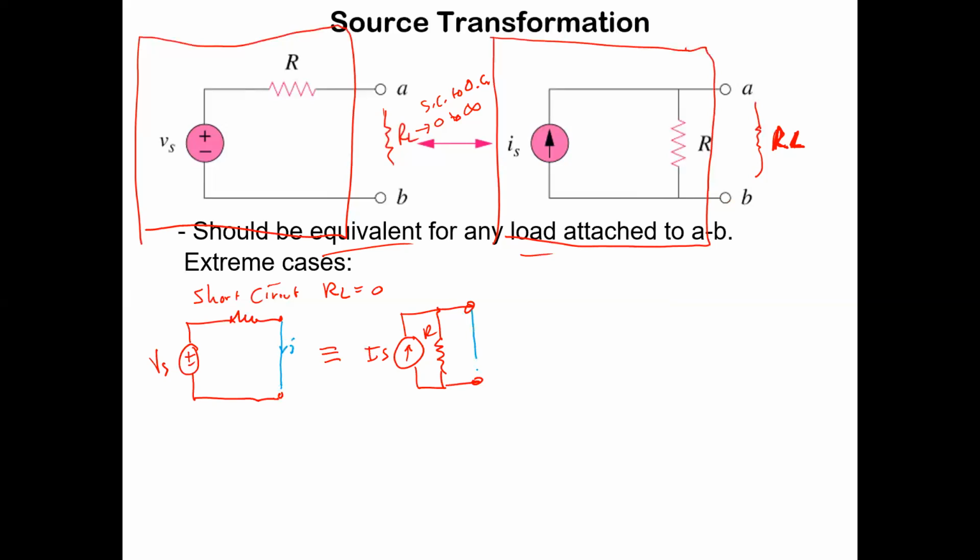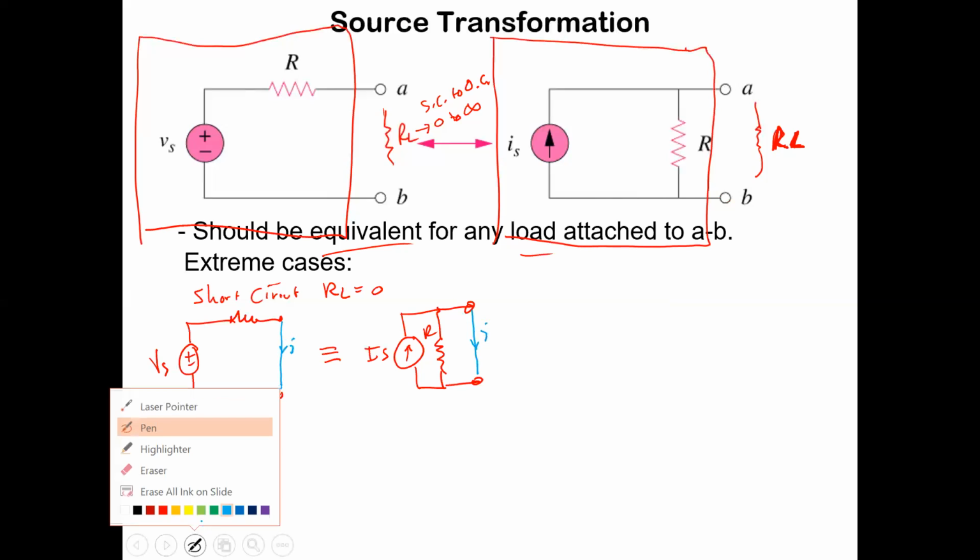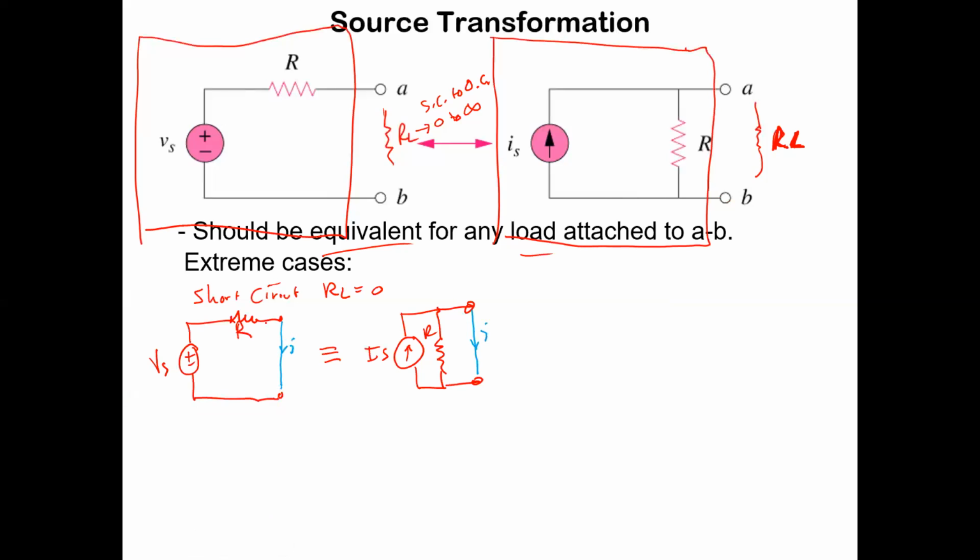I going from one terminal to the other. We want those to be equivalent. We want to have the same current I, whether we have a voltage source in series with a resistor or a current source in parallel. And this is R, and that's R there.